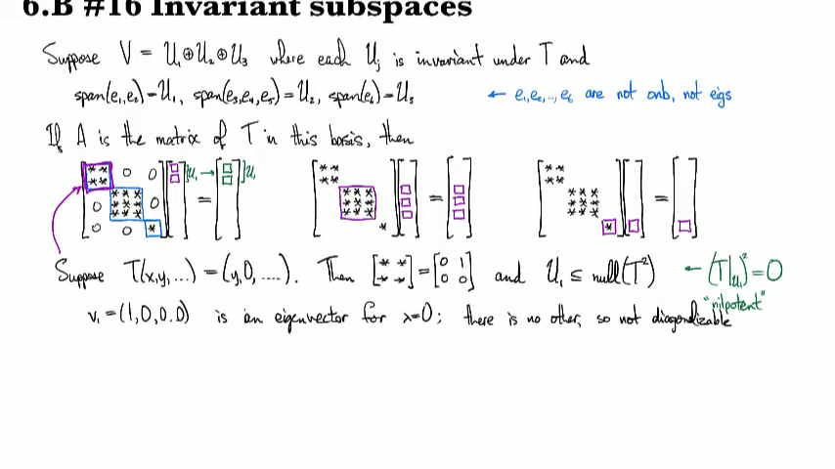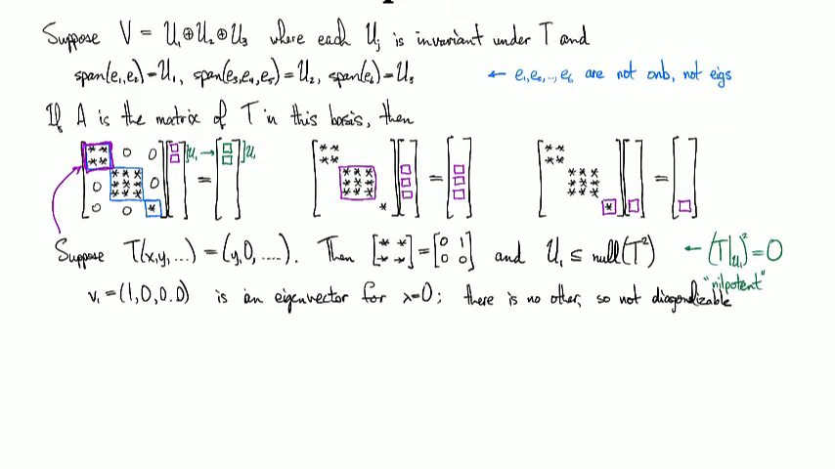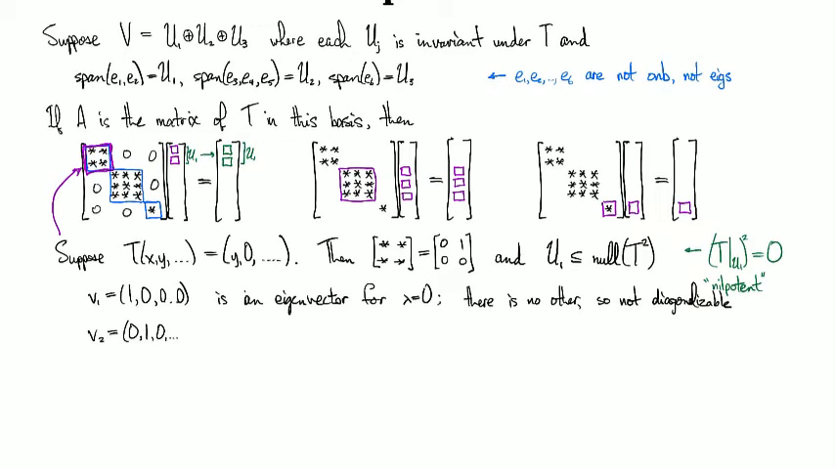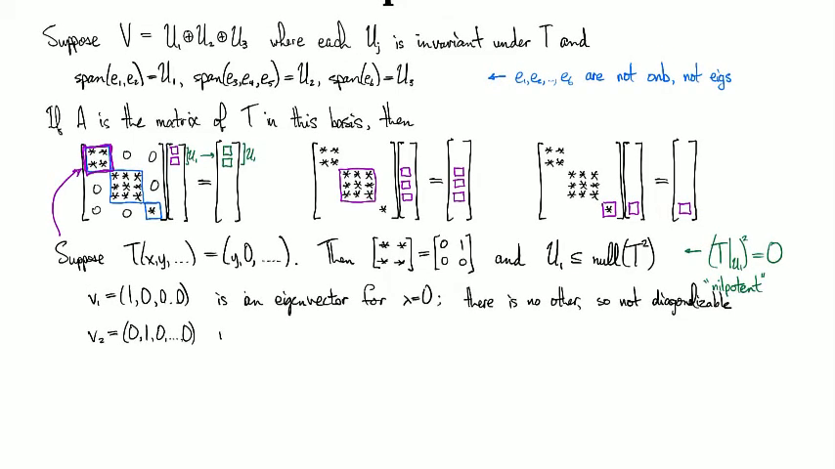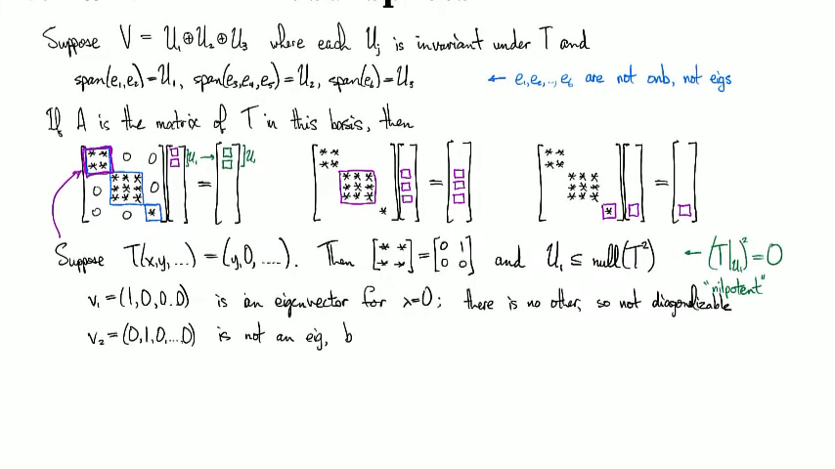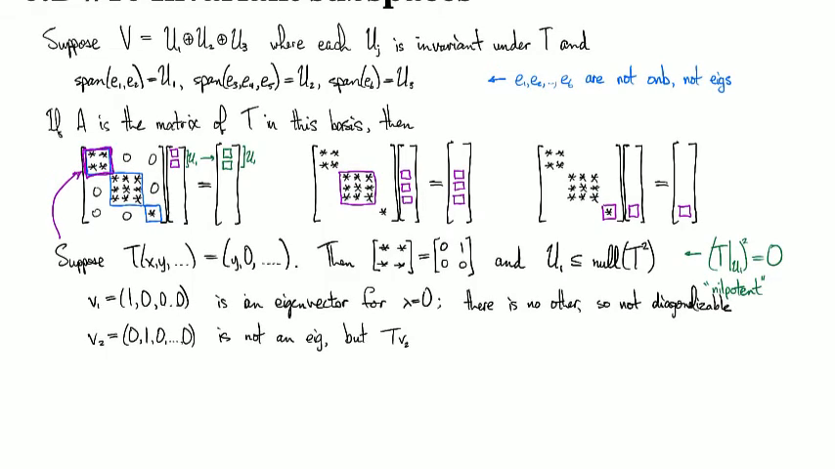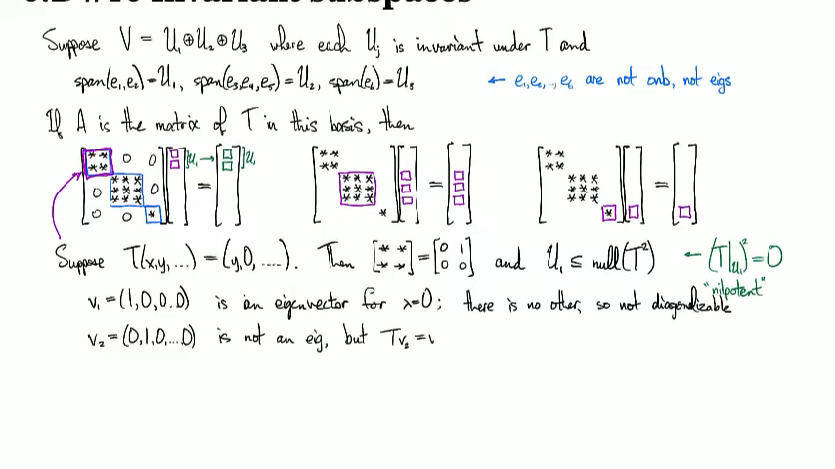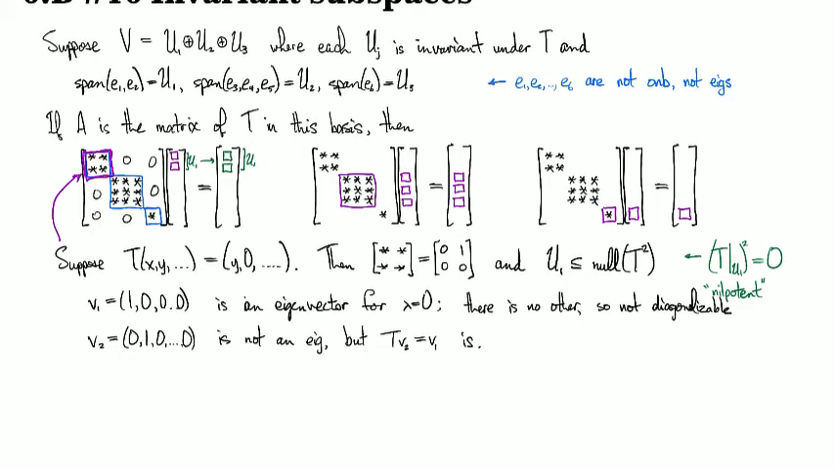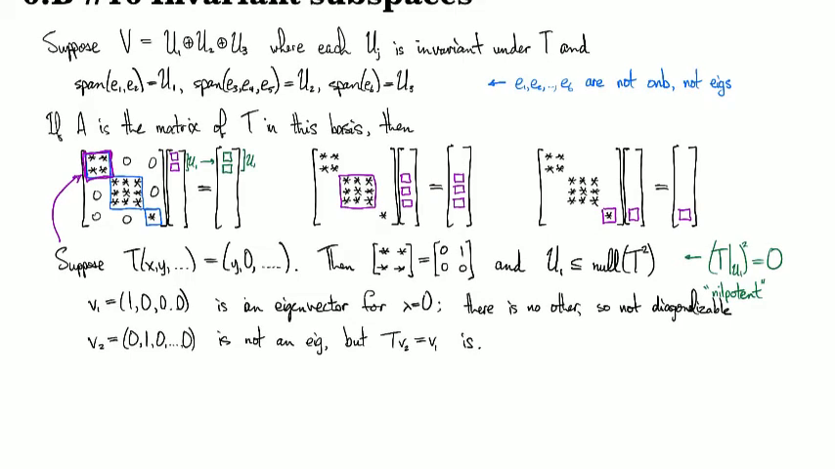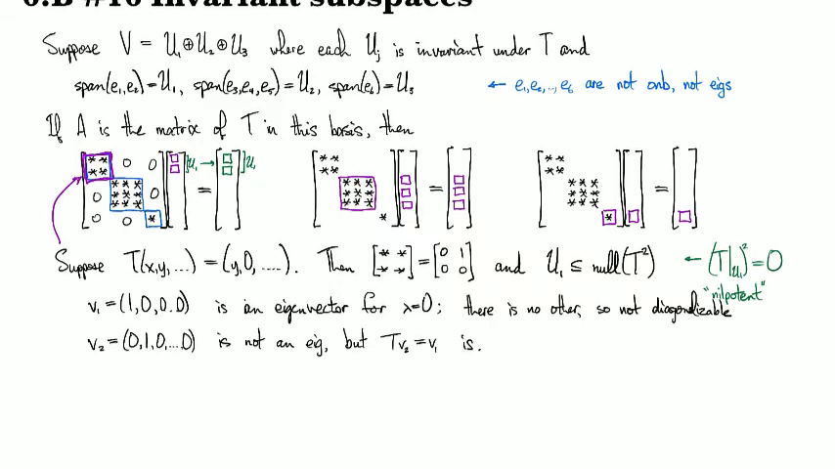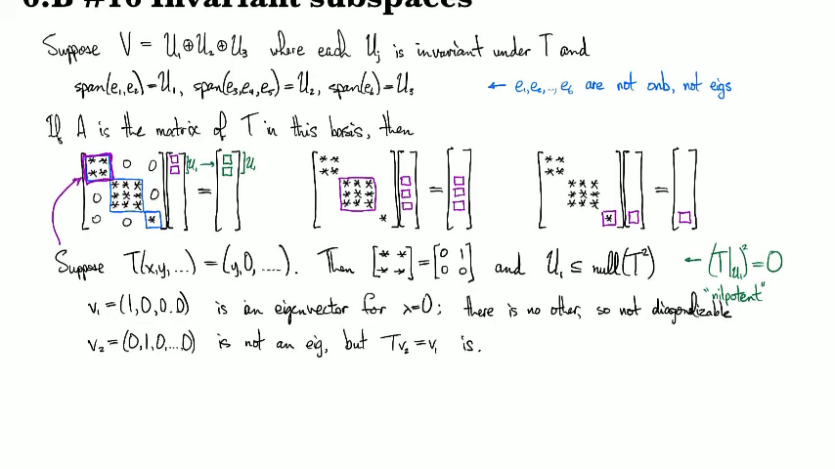Diagonalizable. There we go. Okay. Now if I take v2 to be (0, 1, 0), that is not an eigenvector, but T v2, which is equal to v1, is an eigenvector. So what's happening here? Well, this crazy nilpotent thing is moving a non-eigenvector into an eigenspace.